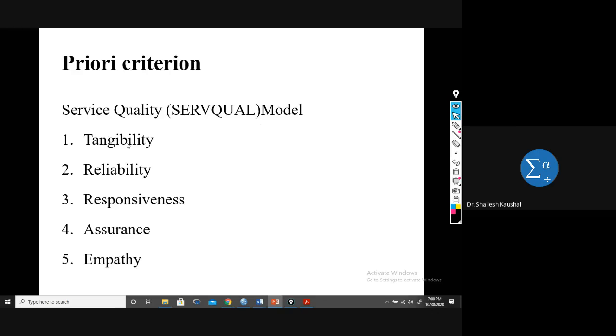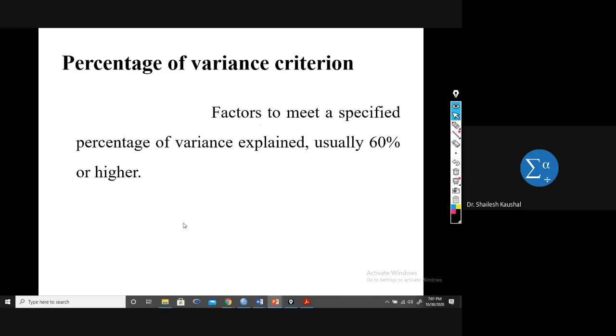So it can be used in any service industry: in education, in the health sector, in the insurance sector, banking sector, airline sector, but the dimensions may be changed. If we want to conduct service quality on higher education, then the components may be 5, 6, or 7. Sometimes you may frame this instrument according to the particular sector.